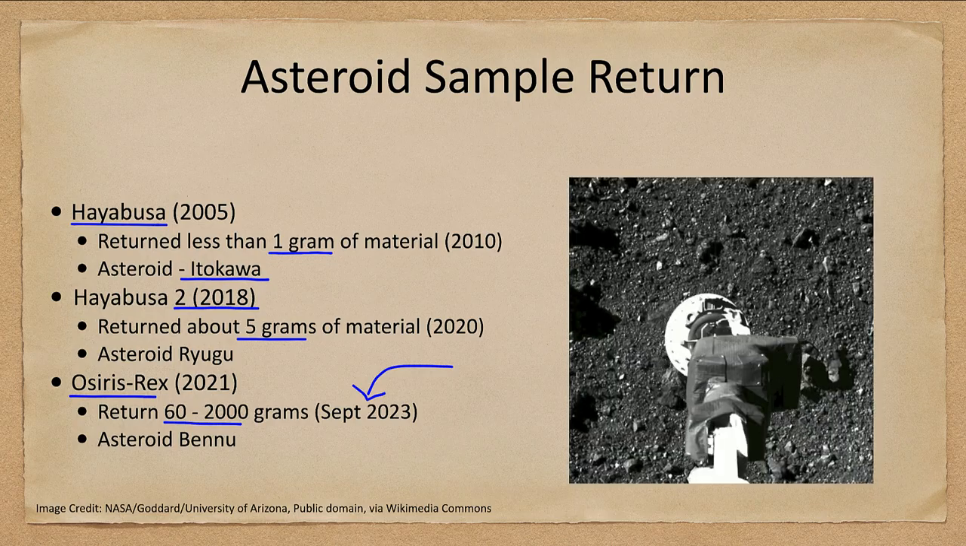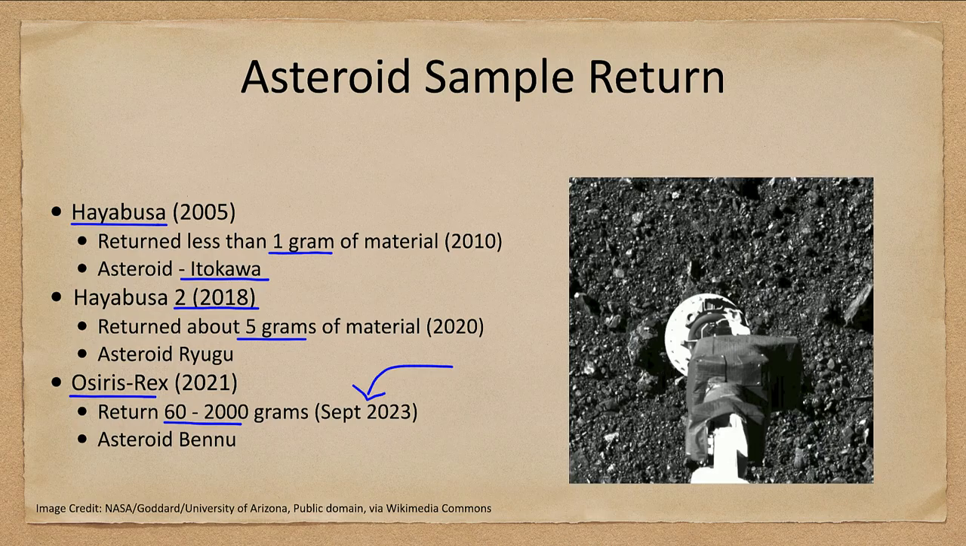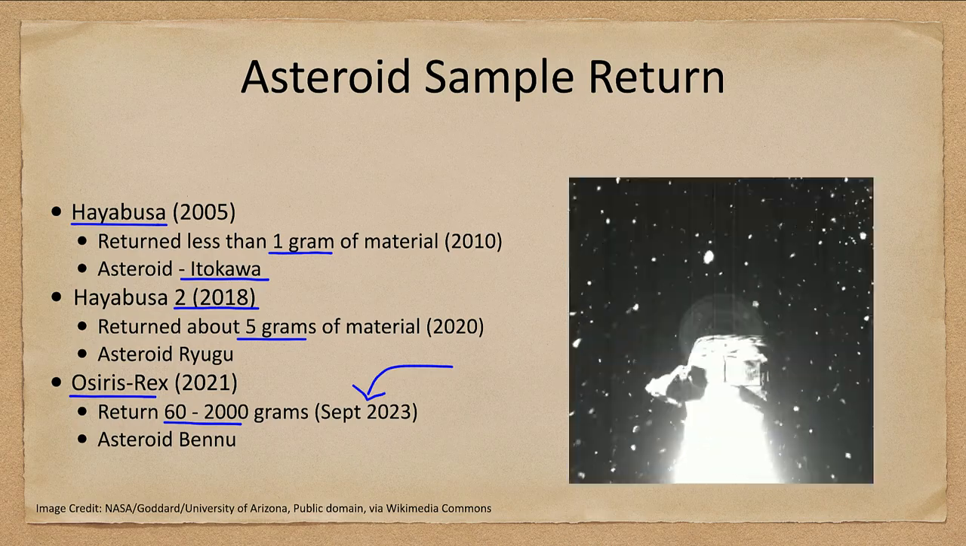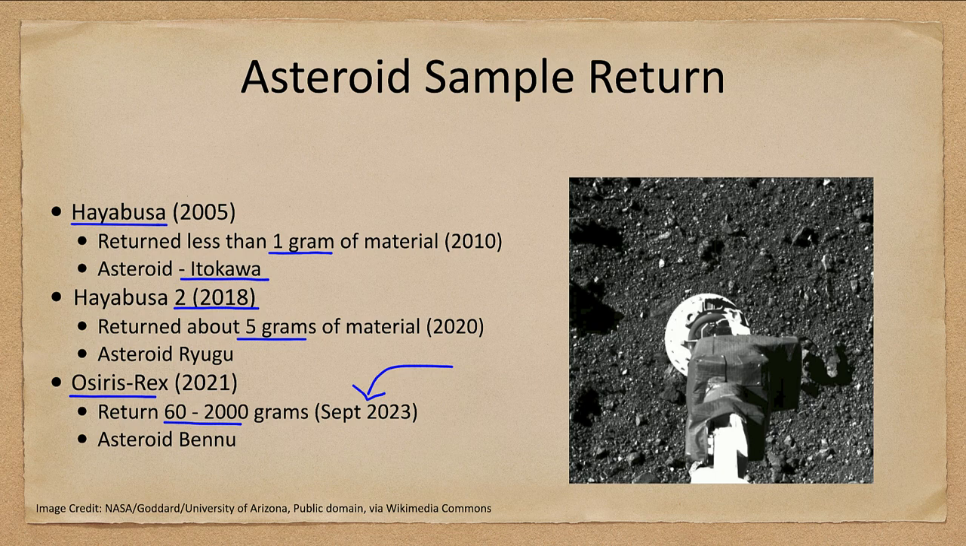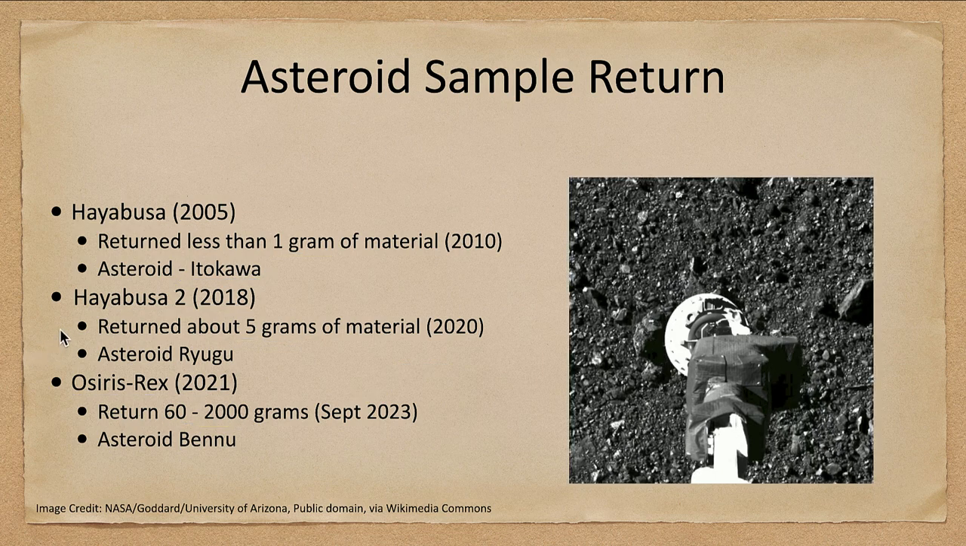The sample container has now been closed and sealed and is on its way back to Earth as of this recording, and is due to arrive in September of 2023. How about impacts of asteroids?